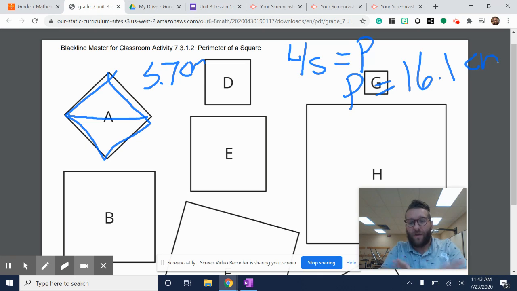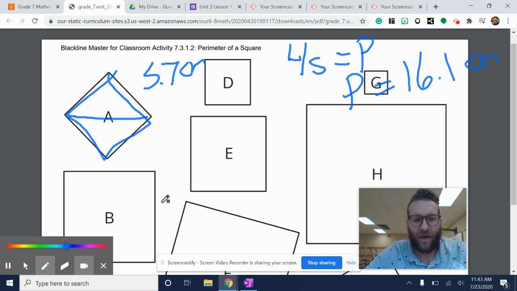Now you should go and measure all of these and write all of them down into the table in your workbook. We'll come back together and look at that table in just a minute.